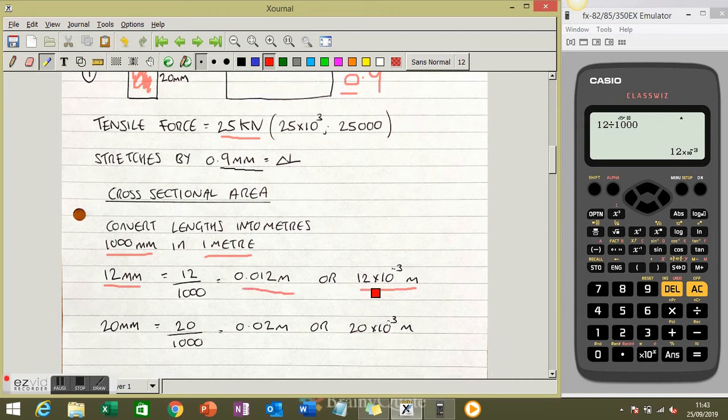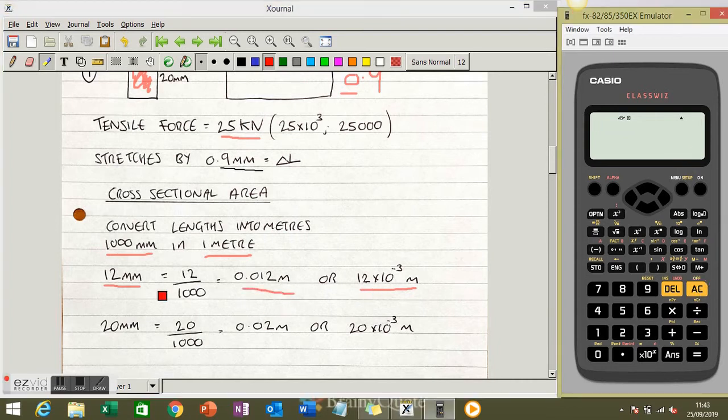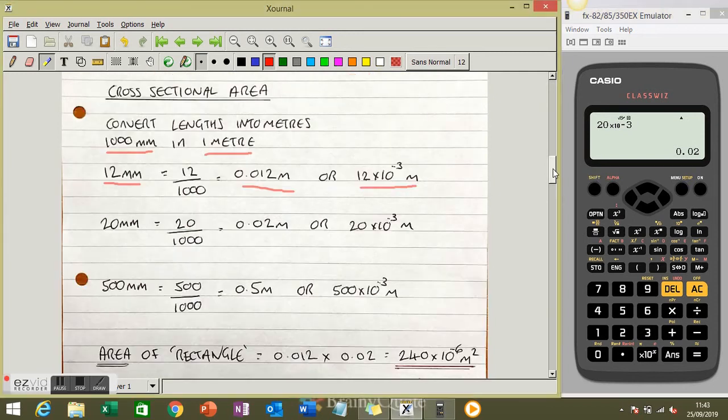What you can do is, instead of dividing it by 1,000, you can just do 12 times 10 to the minus 3. Same thing. We've done the same thing for the 20. So 20 millimeters is 20 divided by 1,000. So I'm going to be using 20 times 10 to the minus 3, which is 0.02. So make sure you convert.